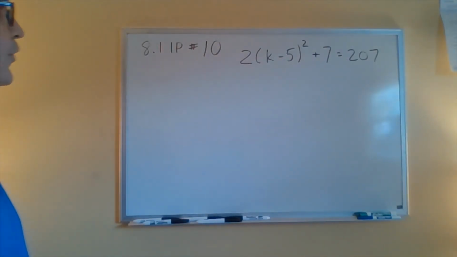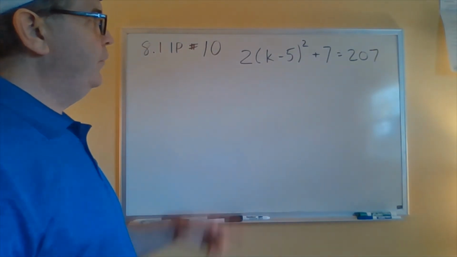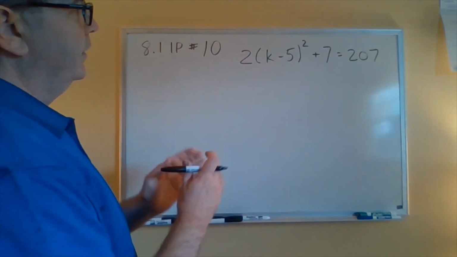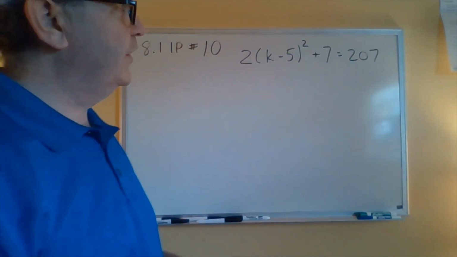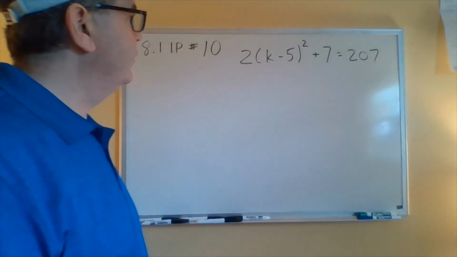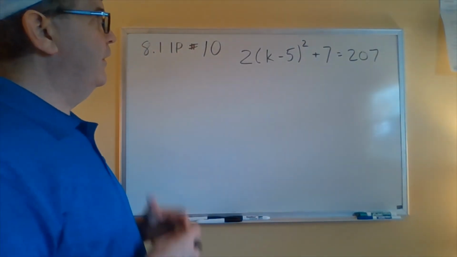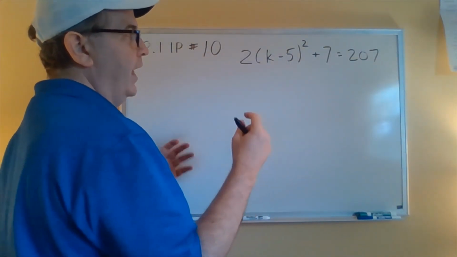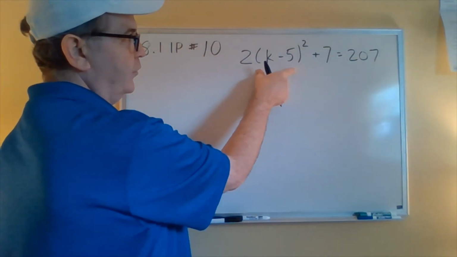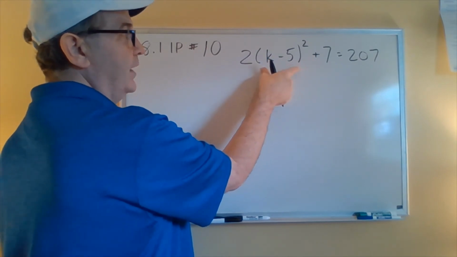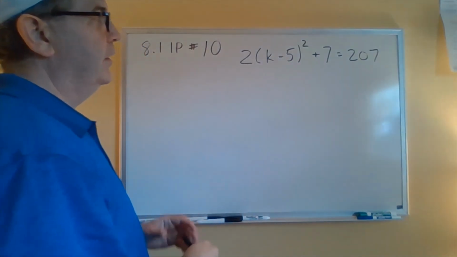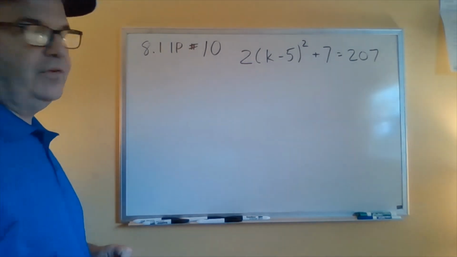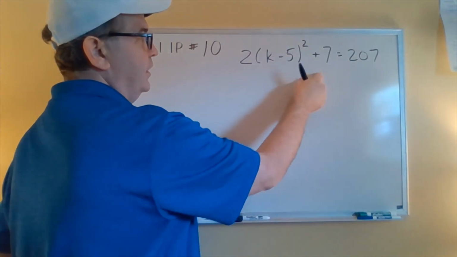Here is our final question on this assignment, number 10. We have 2 times (k minus 5) in parentheses squared plus 7 equals 207. So first thing we've got to do is identify what's the squared component. Remember, we're looking for that exponent 2, whatever is directly to the left of it, that's the parentheses. So we're going to try to get (k minus 5) squared alone by itself on the left side. And then we'll have squared component equals a number.